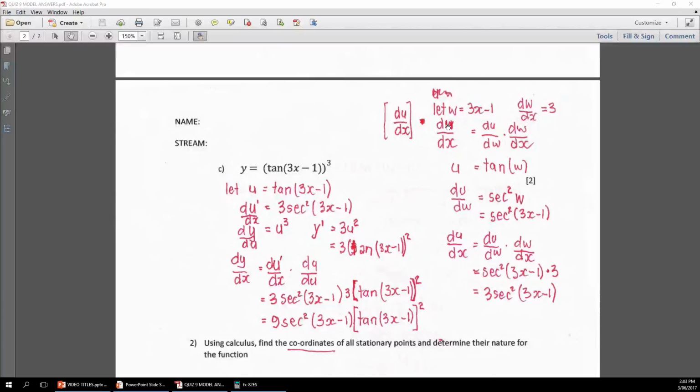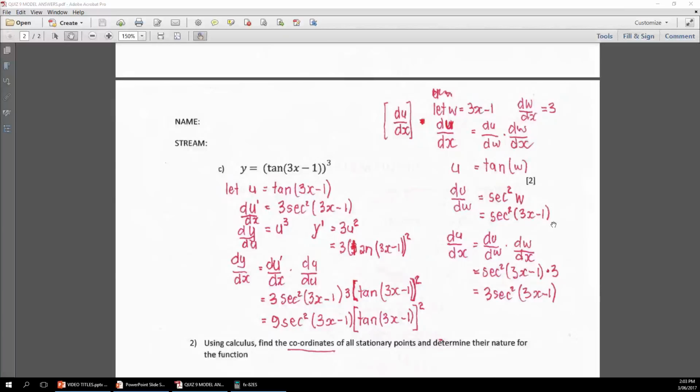Therefore, du by dx equals du by dw dot dw by dx. And so u equals, in this case, because we've got u equals tan x, so u equals tan w. du by dw equals sec squared w, which equals sec squared 3x minus 1.